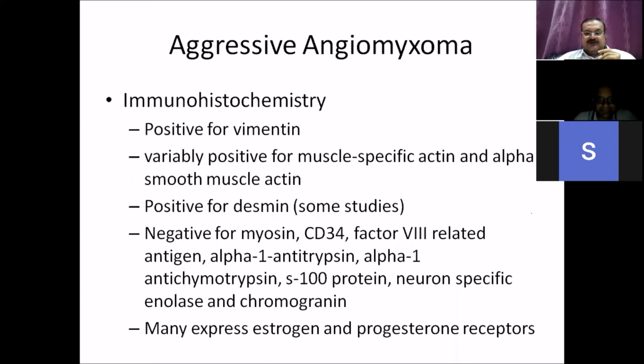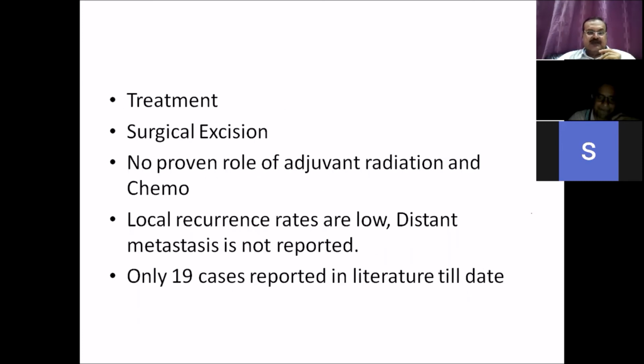Now the immunohistochemistry which Ajay was asking. The tumors are positive for vimentin. It has variable positivity for muscle-specific actin and smooth muscle actin. They are positive for desmin, and they are negative for myosin, CD34, factor 8 related antigen, alpha-1 antitrypsin, alpha-1 antichymotrypsin, S100 proteins, neuron-specific enolase, and chromogranin. And many of these tumors express estrogen and progesterone receptors. So they can be positive or they can be negative.